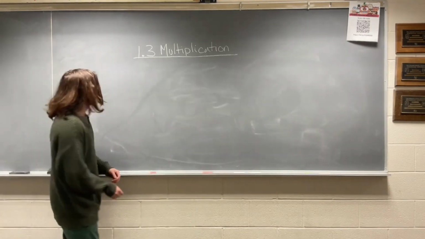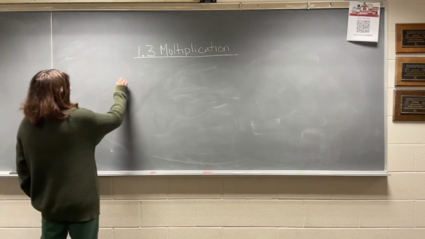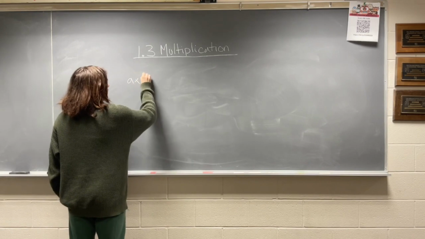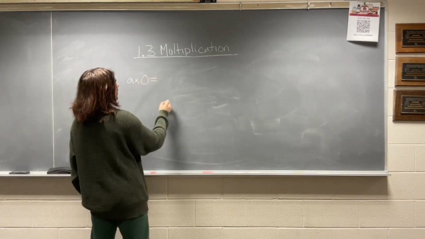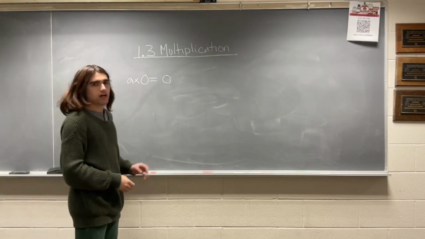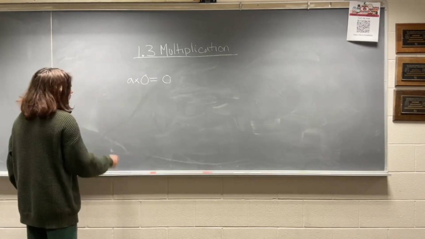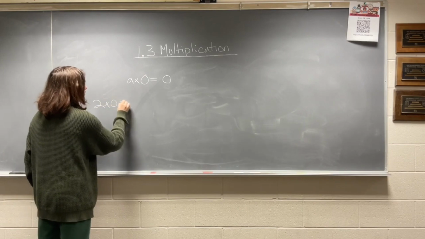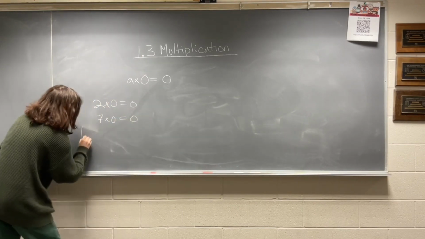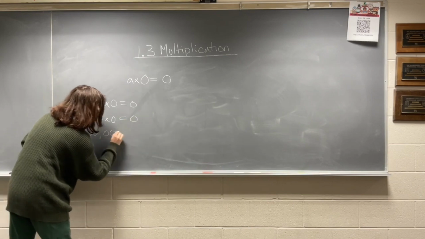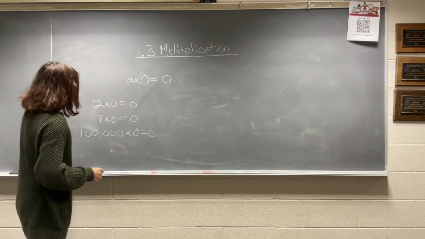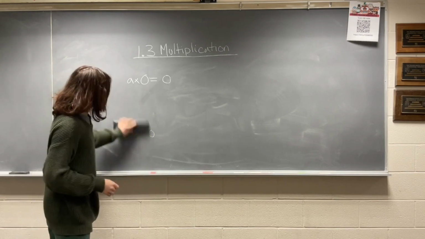A few other things. So any number, let's say A times 0, so A times 0 is going to be equal to what? Well, 0. Because if you have something repeating 0 times, you're going to have 0. So 2 times 0 is 0. 7 times 0 is 0. 100,000 times 0 is 0, right? And so that's a very, very easy concept to keep in your back pocket.